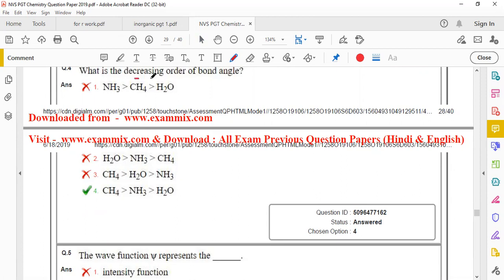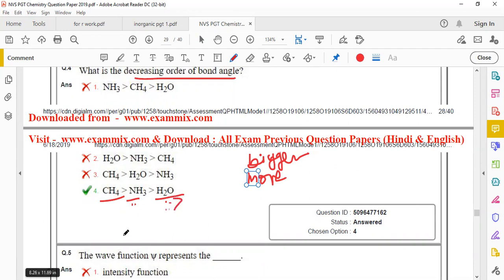So decreasing order of bond angle means the compound which has the bigger bond angle will be placed first. So methane, then ammonia, and then water. The reason is in ammonia there is nitrogen with one lone pair of electrons, but in water there is oxygen, which is more electronegative than nitrogen, as well as it has two lone pairs of electrons. So the bond angle reduces from methane to water.